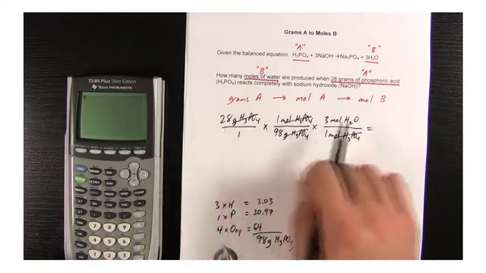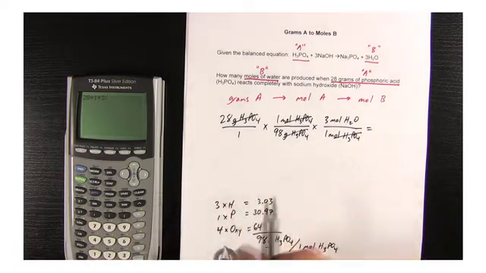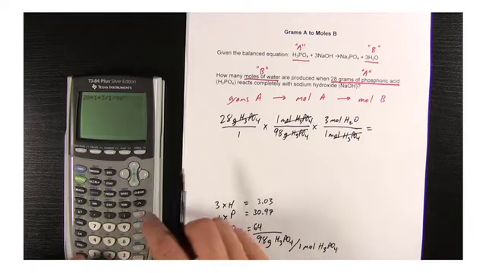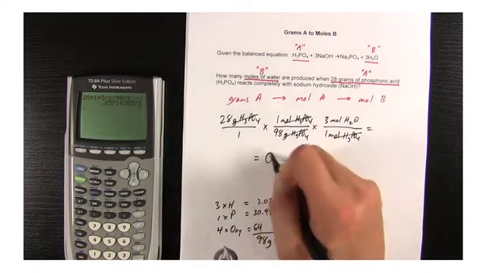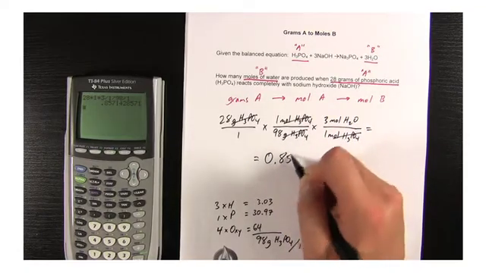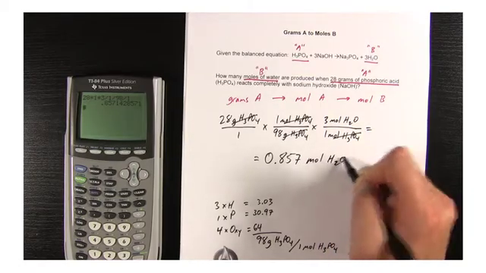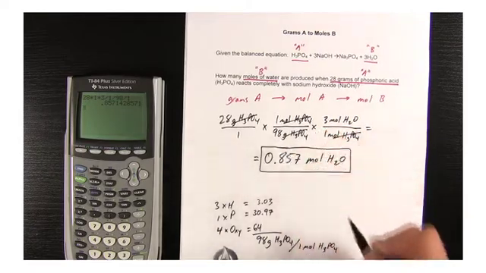So here we go. We're going to multiply the tops and divide the bottom. So 28 times 1 times 3, and that's multiplying the tops. Now I divide by 1, divide by 98, and divide by 1. And our final answer is here. Okay, 0.857 moles of water.